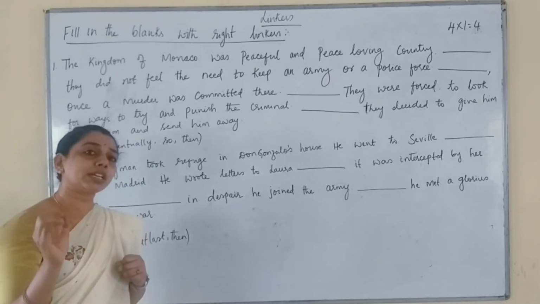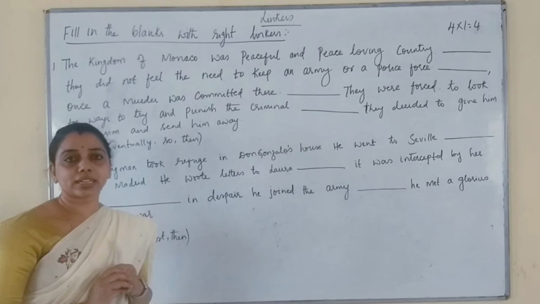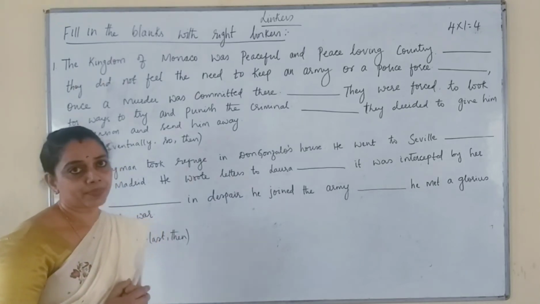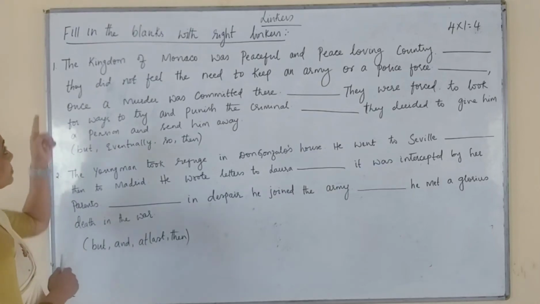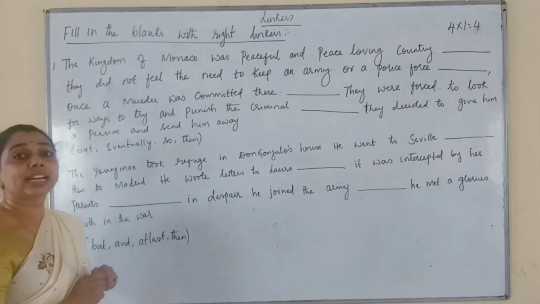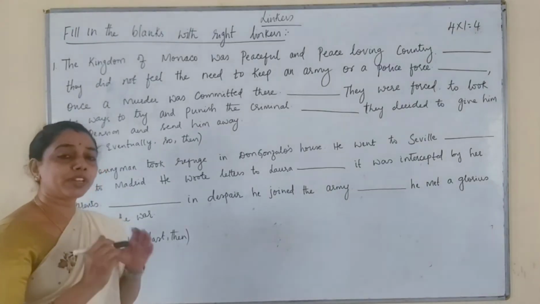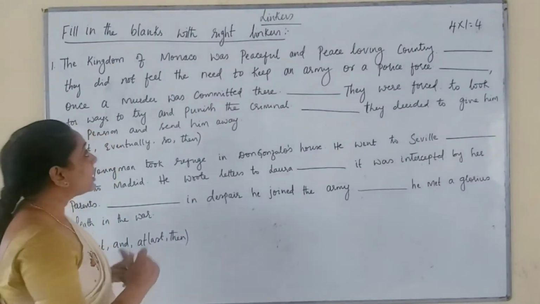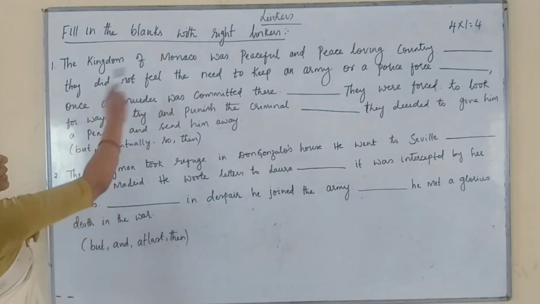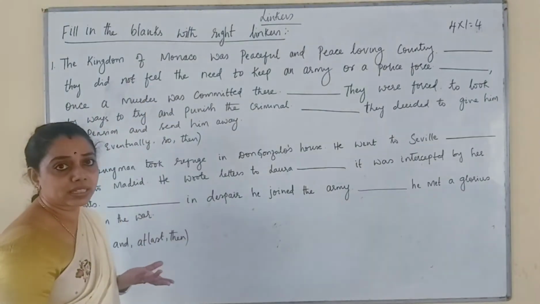In second PUC, they take an extract from one of the lessons and give it, so you have to answer that. So this will be the question given to you. Fill in the blanks with right linkers. It is for 4 marks. Now look here. I'll read the paragraph first and then we will answer that.